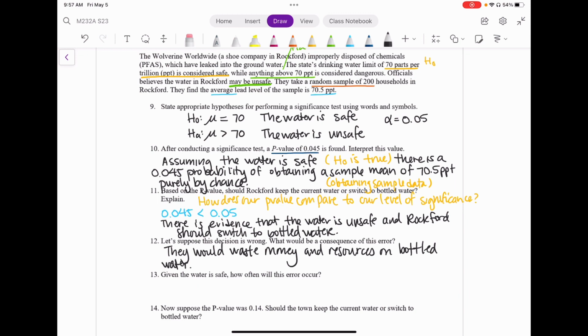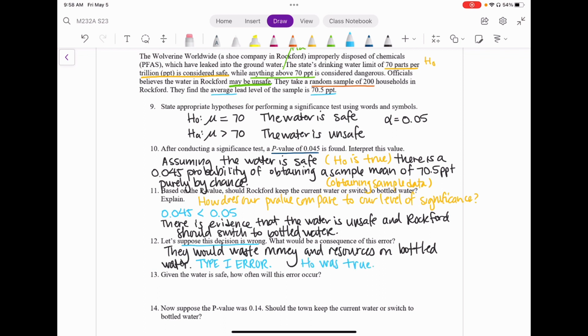This type of error, when we make a wrong decision, so suppose the decision is wrong, this type of error is a type 1 error. And the error would be, we said that we should switch to bottled water when we shouldn't, so we were saying the water is unsafe when the water was actually safe. And so in this case, the null was not false, it was true.